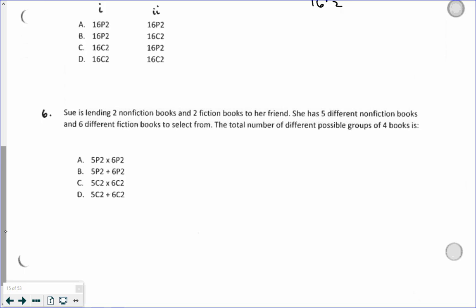Okay, you guys try number 6. 1 minute on the clock. Give it a go. So try number 6, please. Same thing. You don't have to punch anything in. You just got to figure out which is the correct formula.